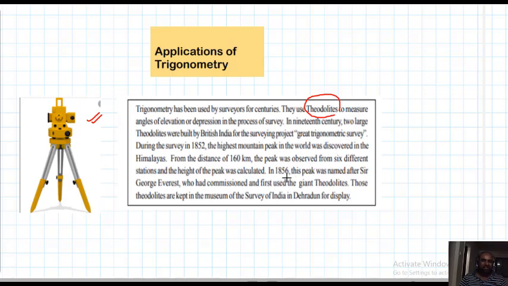So by using this instrument only, the height of the peak was calculated. In 1856, the peak was named after Sir George Everest, who had commissioned and first used the giant theodolites. These theodolites are kept in the Museum of Survey of India in Dehradun for display. So by using this instrument you can find what angle is made by our eye to observe that object. For example, this is the ground, this is the building, and this is the top of the building. So you want to find what angle is made by our eye to observe this.